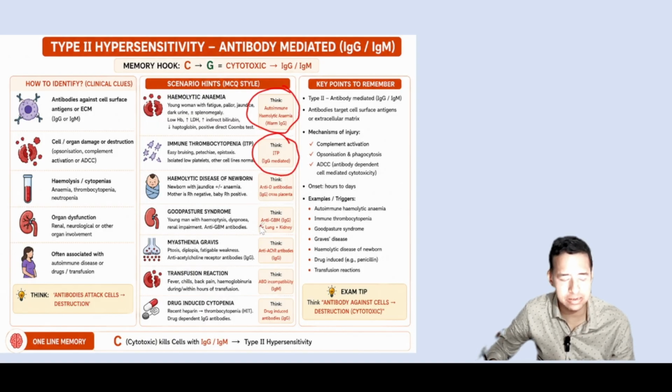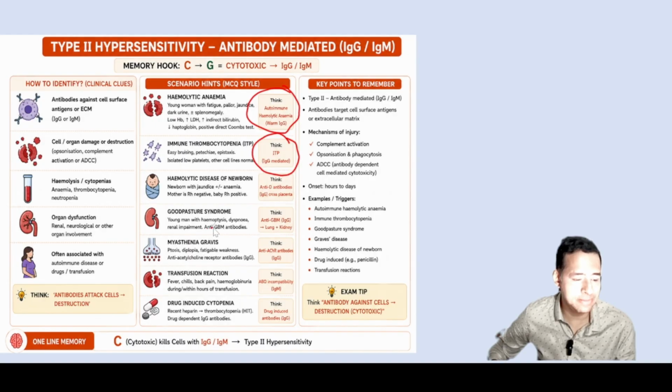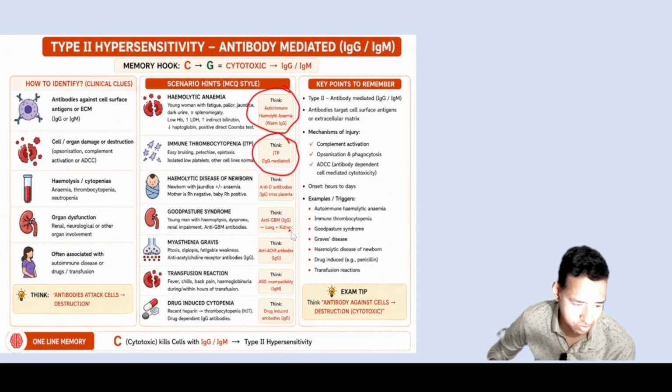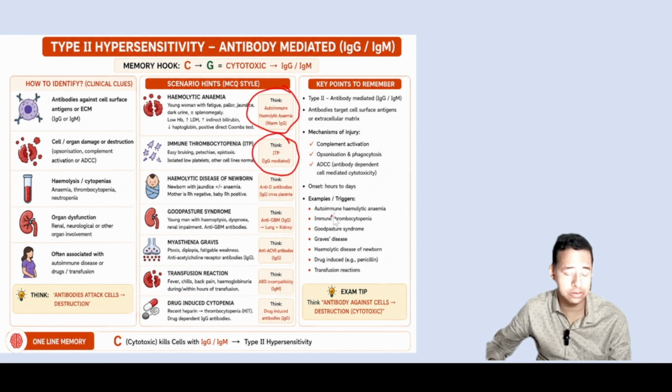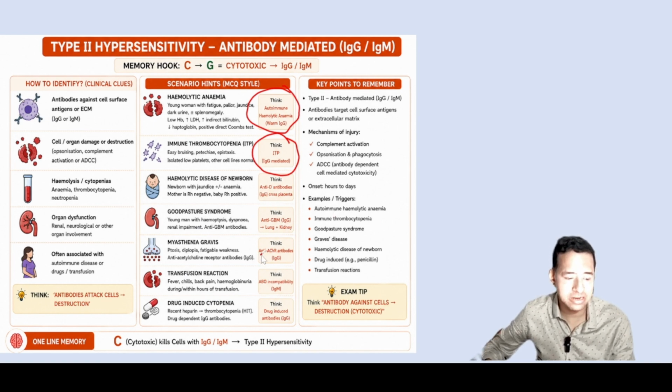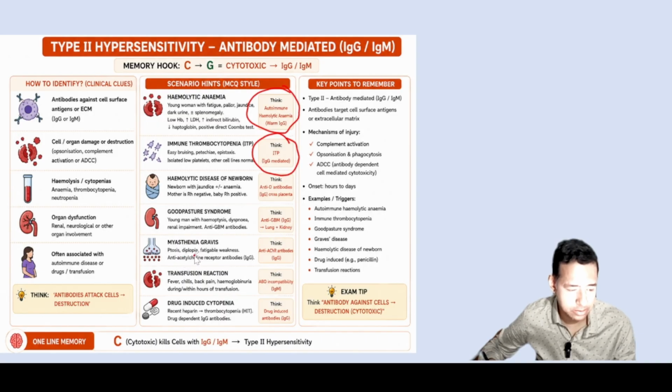Very rarely, not here, Goodpasture syndrome, they will ask in MRCP, with a young man with hemoptysis, dyspnea, renal impairment, and anti-GBM antibody. They will ask about the lung and kidney involvement seen in Goodpasture. Myasthenia gravis: ptosis, diplopia, fatigable weakness, and anti-acetylcholine receptor antibody, IgG. Here, this is just to remember.